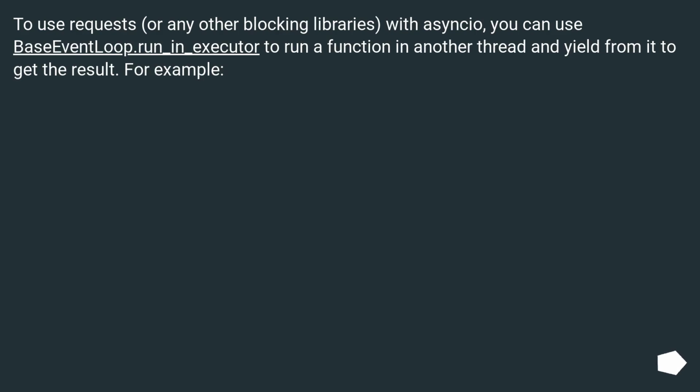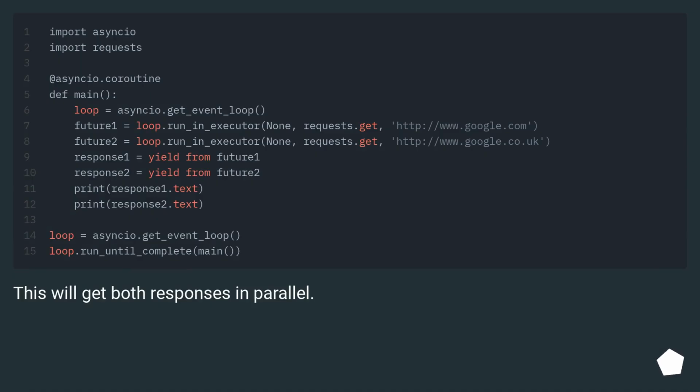To use requests, or any other blocking libraries, with asyncio, you can use base_run_in_executor to run a function in another thread and yield from it to get the result. For example, this will get both responses in parallel.